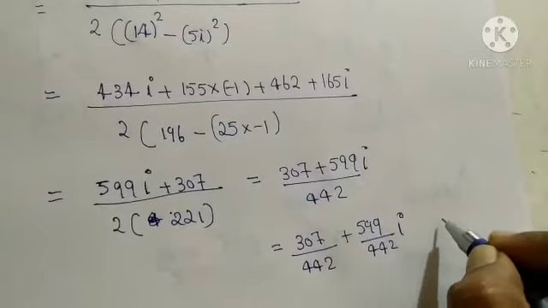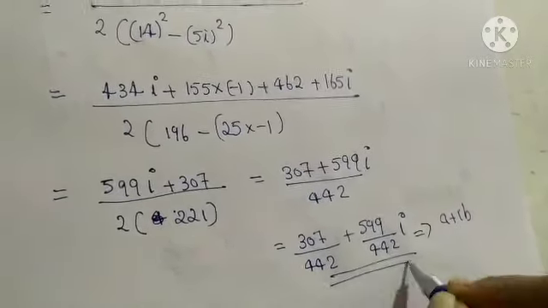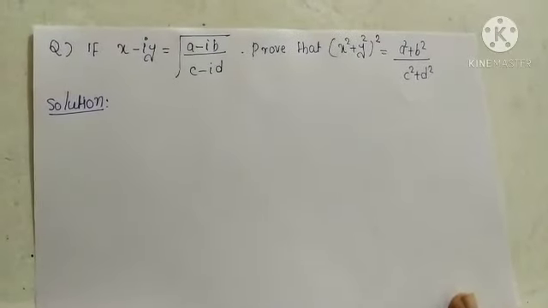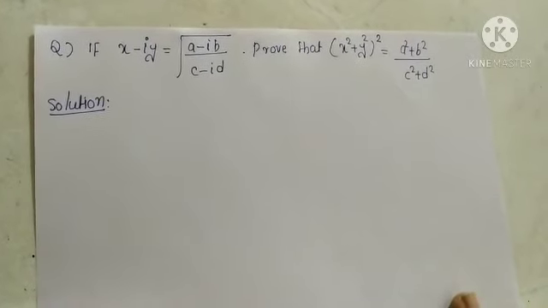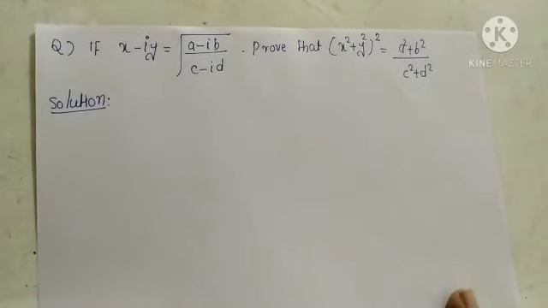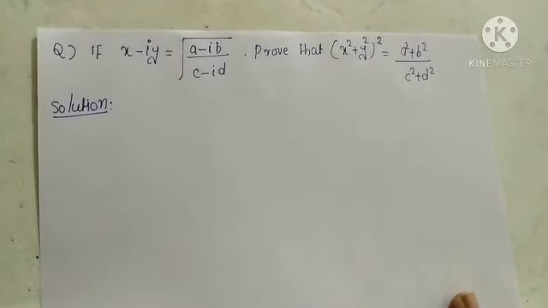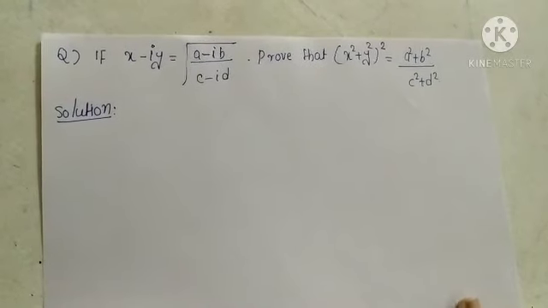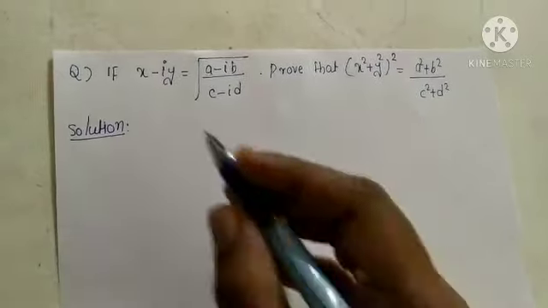This is in the form of a plus ib standard form. Okay. I hope you understood this question. This is our second question. If x minus iy is equal to root of a minus ib divided by c minus id, prove that x square plus y square whole square is equal to a square plus b square divided by c square plus d square. So let's start the solution of this question.